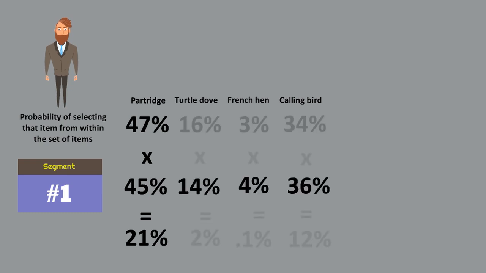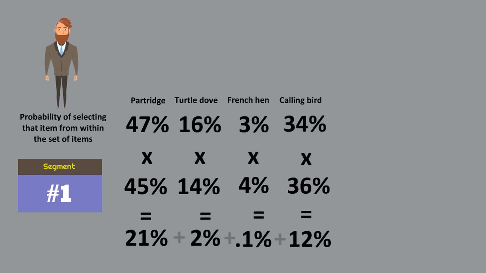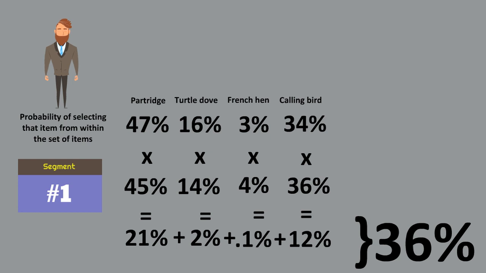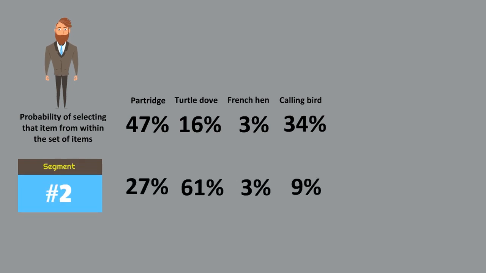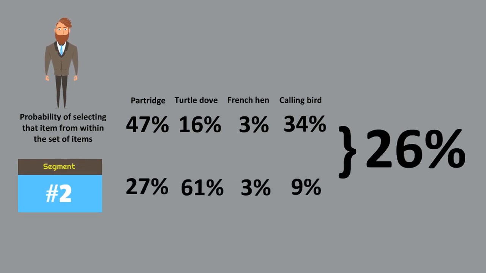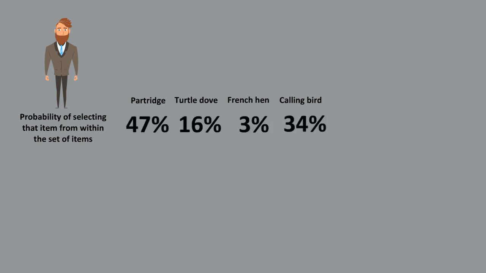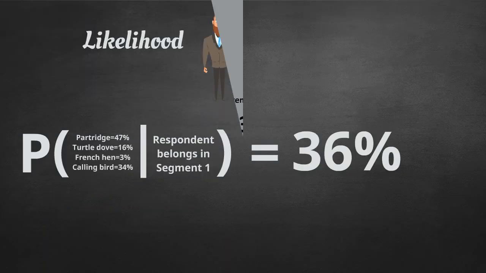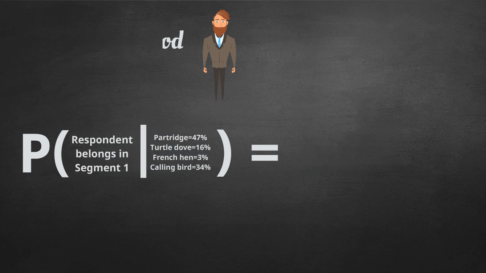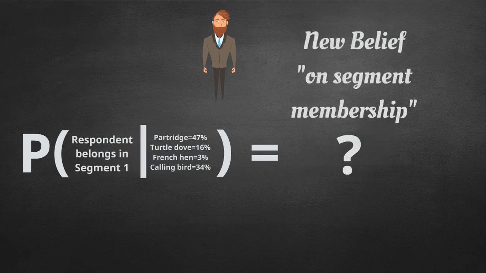Summing up the joint probabilities, there is a 36% chance that this respondent would make choices like segment 1. The probability that this respondent would make choices like segment 2 is 26%. The probability that this respondent would make choices like segment 3 is 14%. We now know the likelihoods, the probability of making choices given the respondent belongs to a segment. What we're after is the probability of the respondent belonging to a segment given they've made choices in a certain way.